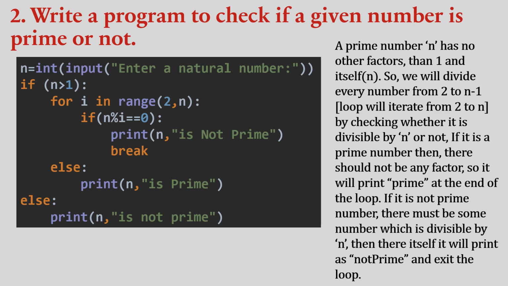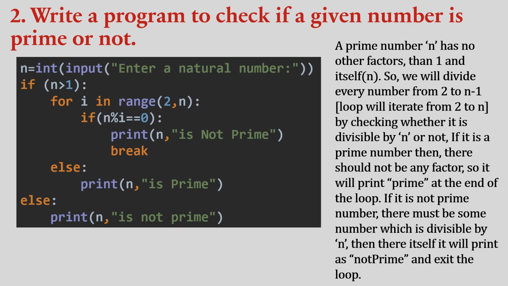Now in the else part we have written that n is not prime. That means if n is not greater than 1, then it will obviously be 1, because we have given the instruction that you have to enter a natural number. So you should not enter 0 there.